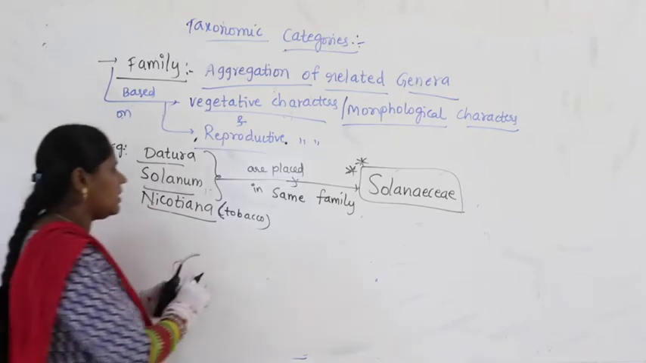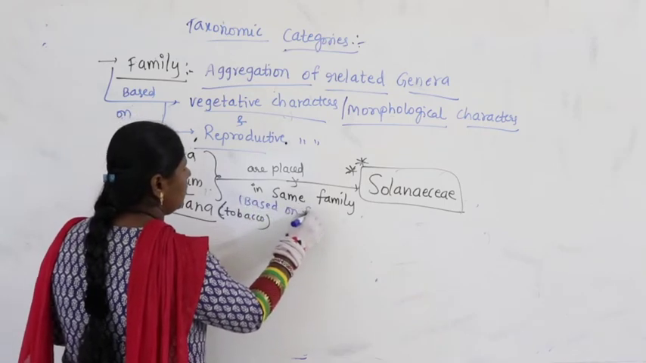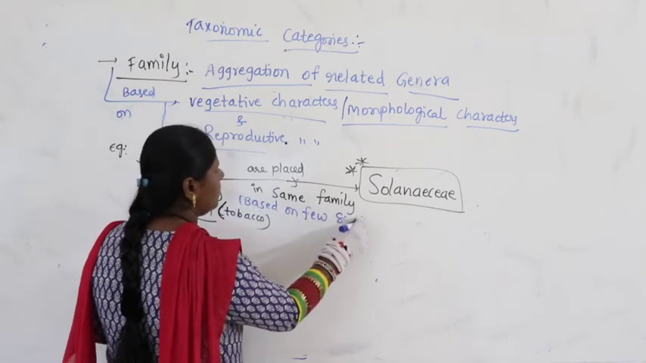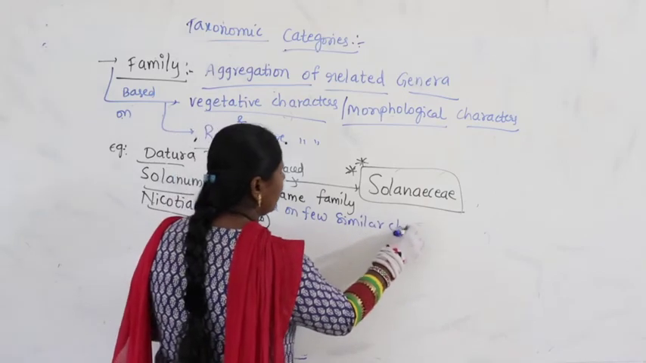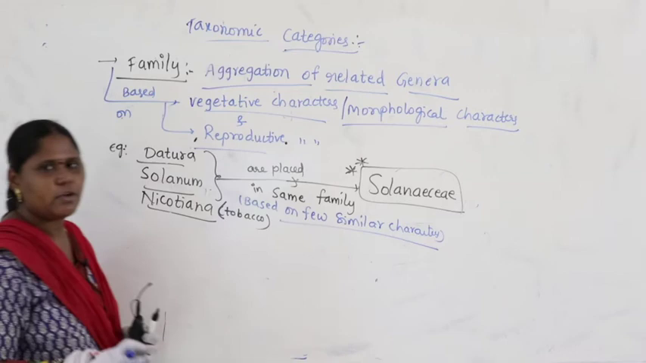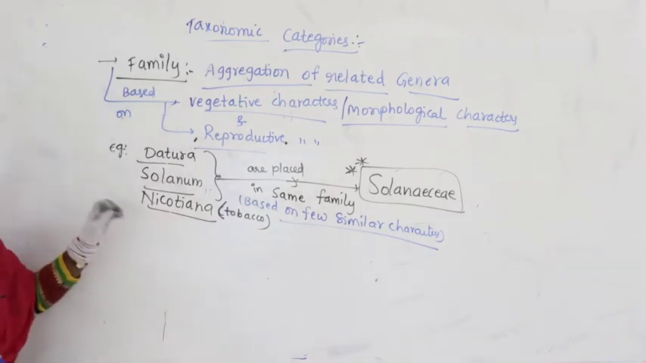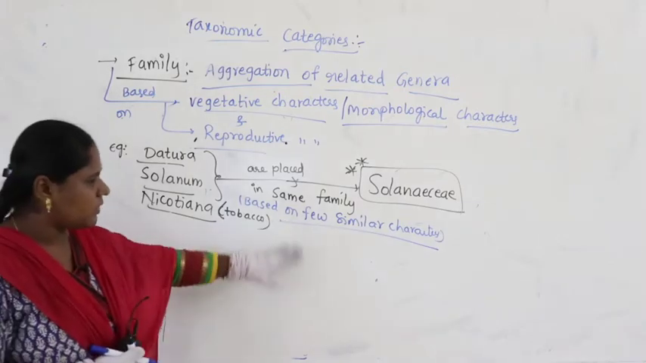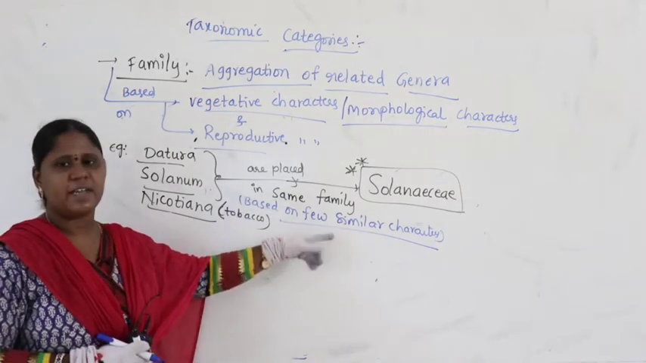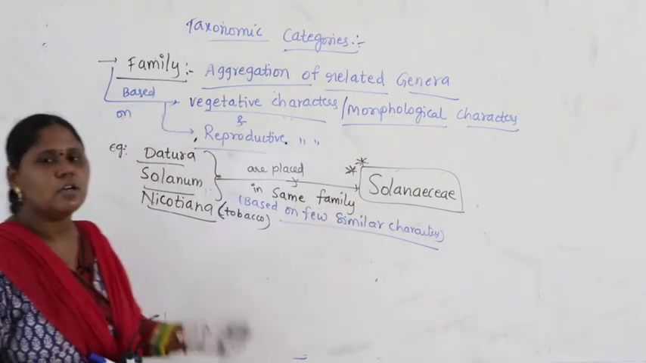So here what we say, based on few similar characters, they are placed together in the family called Solanaceae. Even though the genus is different, as we go from down to up, the number of similar characters decreases. So based on few similar characters, they are placed in Solanaceae.